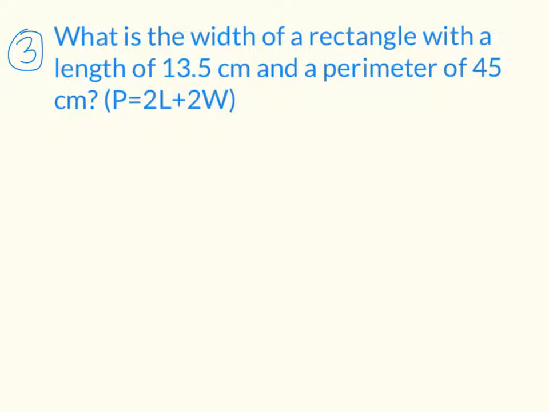All right, number 3. What is the width of a rectangle with a length of 13.5 centimeters and a perimeter of 45 centimeters? Okay, so they're giving us the formula here. So what we're going to do is we're going to plug in what we know. Okay. So they tell us our P is 45. So I'm going to replace P with 45. All right, and then we have a 2. All right. Then they tell us that the length is 13.5. So I'm going to replace the L with 13.5. Make sure you know that that is a multiplication.